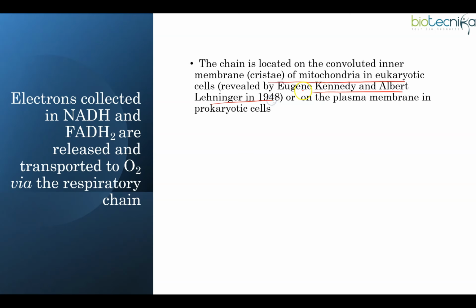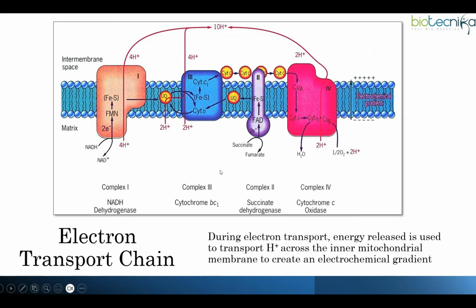Some point to remember is that this was revealed by Eugene Kennedy and Albert Lehninger. Sometimes the scientist name questions are also coming these days. So ensure that you are able to relate the scientist name with the kind of discovery or invention that they have done. Now, if you see one logic in electron transport chain, why the protons are pumped towards the other side, where already there is a higher concentration of protons, but still the protons are pumped from a region of low concentration to a region of high concentration.